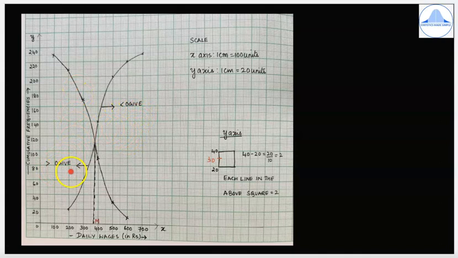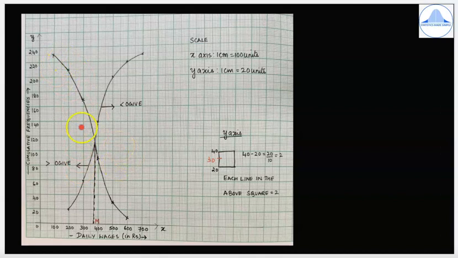Next, to draw the more than ogive, you have to take the lower limit of the first class interval 100 and mark it corresponding to the greater than CF, which is 230. Then 200 is plotted against 210, 300 is plotted against 170, 400 is plotted against 90, then 500 it is plotted against 30, and 600 it is plotted against 10. Then all these points are joined by a smooth curve and that is marked as the greater than ogive.